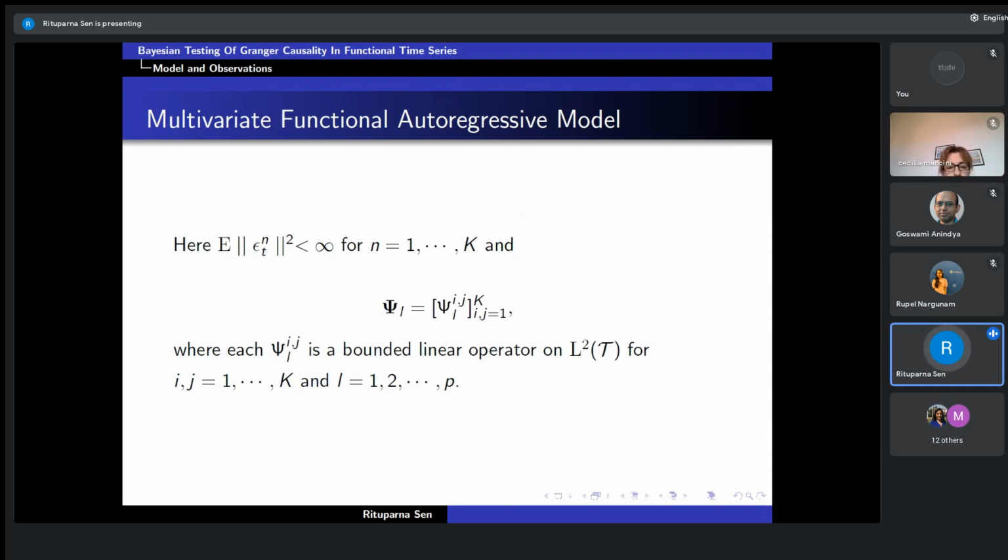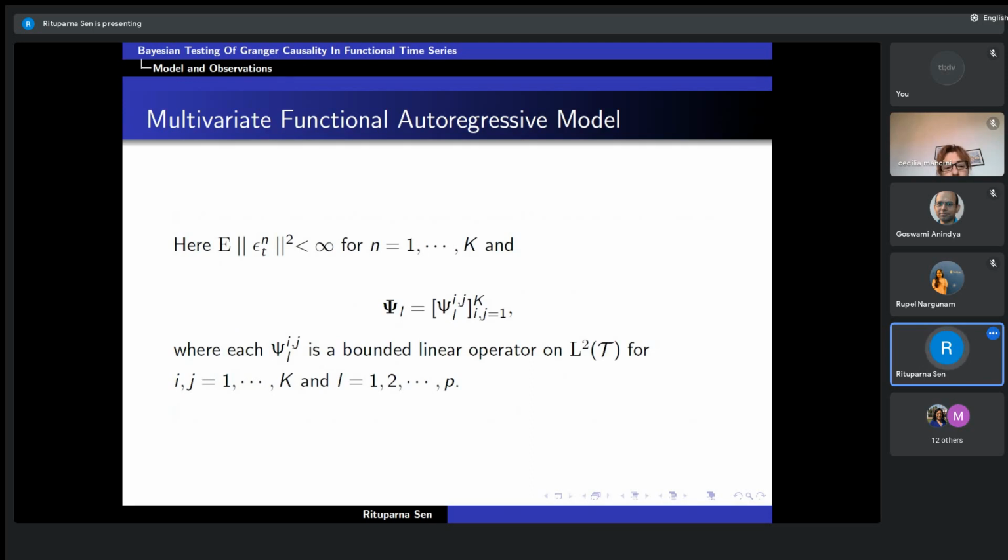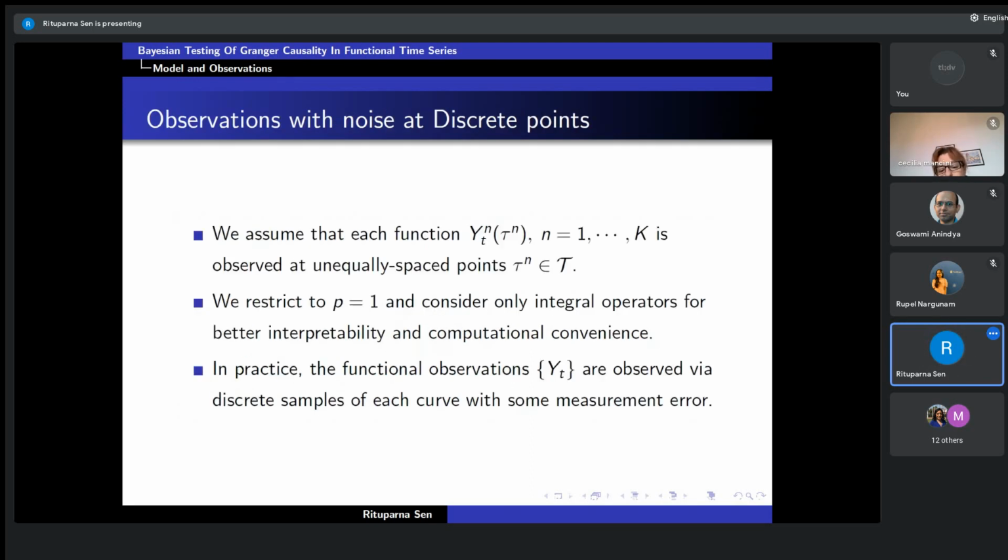And the psi is a linear operator on L2. So it is taking one function and mapping it to another function. But it is linear, we're assuming it to be linear. So we assume that each function is observed at unequally spaced points, tau n. We restrict to p equals 1. So we'll just do this for AR1 and only consider integral operators for better interpretability and computational convenience. But the theory actually can be developed for more.